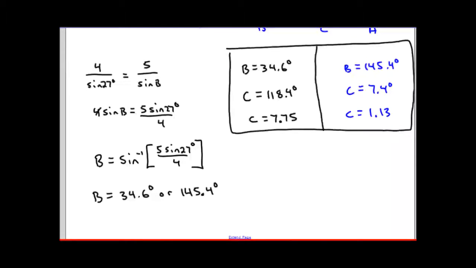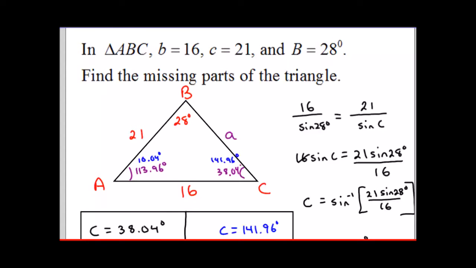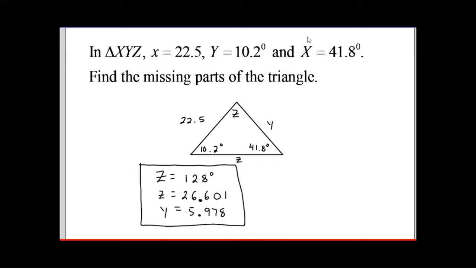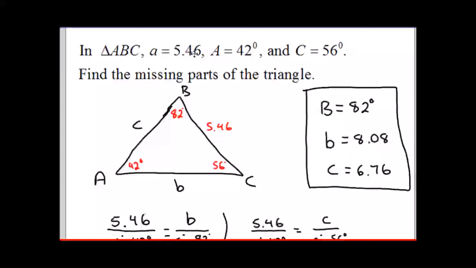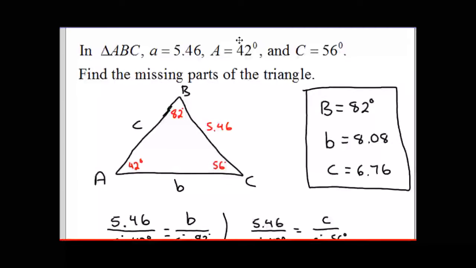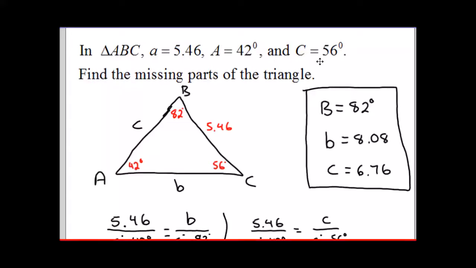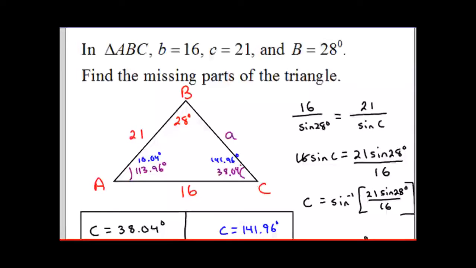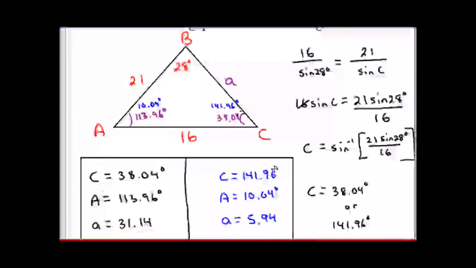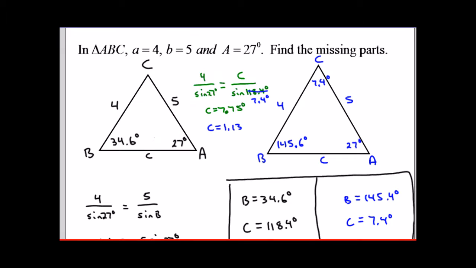Now, you may be asking, how about the first two examples? Why was there only one triangle? Well, there they gave us two angles, so there's no ambiguity. The third angle has to be 180 minus those two angles. Same thing with this one: 180 minus 42 minus 56, B has to be 82. If they only give us one angle, then we always have to check, because there's the possibility of two different angles when we try to find an angle, so there could be two different triangles.